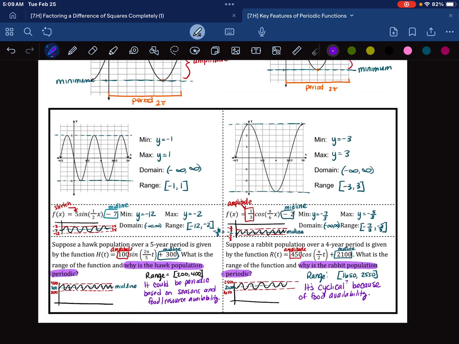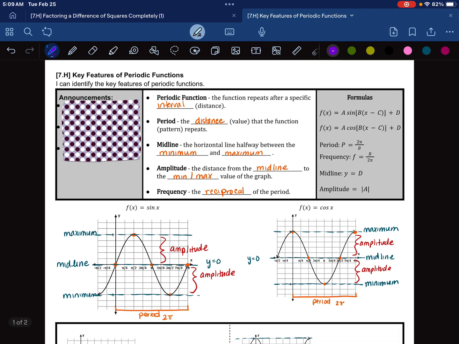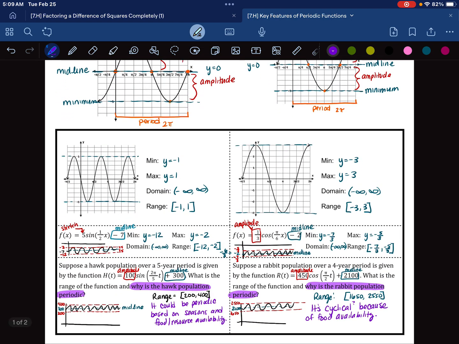Okay, so there we are. Those are those kind of key features here. All right. I believe in 7i we'll touch on period and frequency a little bit more. This part was just mostly focusing on the amplitude and the midline in your domain and range.